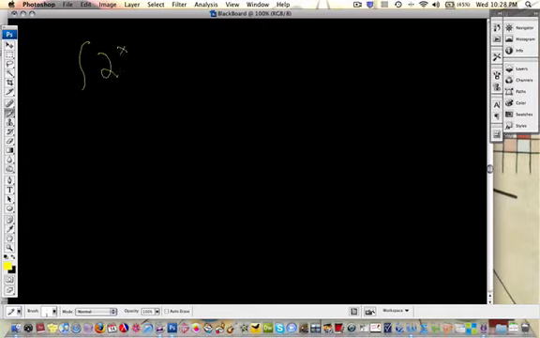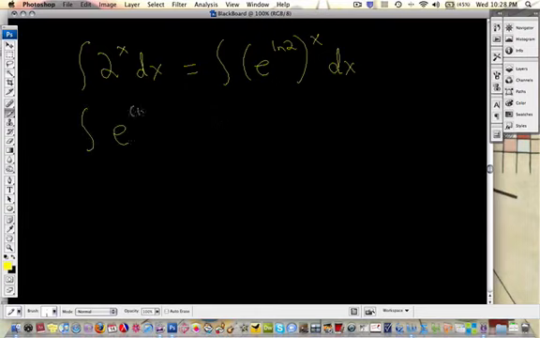So, the indefinite integral, because there are no bounds on this one, of 2 to the x dx. I'm going to start the same way I started the other one, by rewriting the 2 as e to the ln 2, raising that to the x power. And then I'm going to write that as e to the ln 2 times x. All I was doing was using that property of exponents that multiplies these two, right? ln 2 is a number times x.